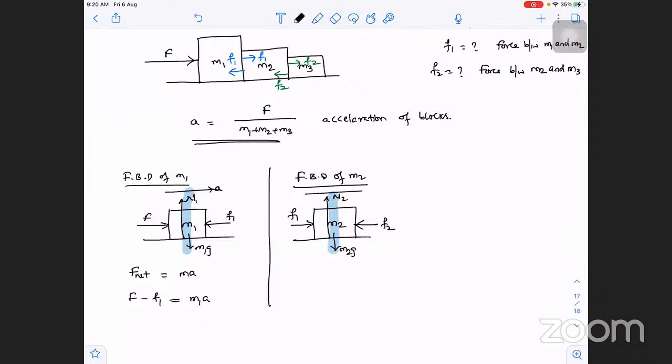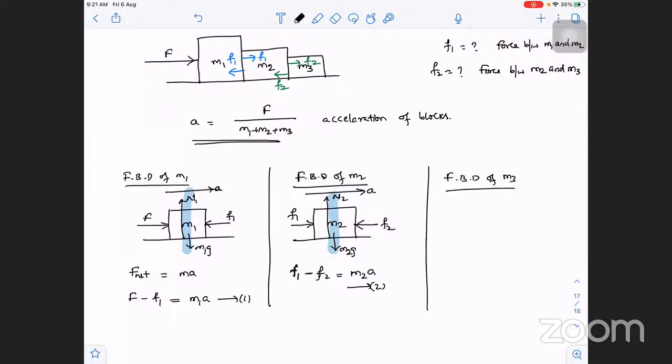Okay, so it is still accelerating with acceleration A. Then I can write F1 minus F2 is equal to M2 into A. Directly I'm writing the equation now. F1 minus F2 will be the net force because F1 and F2 are opposite to each other. So F1 minus F2 is equal to mass into acceleration, M2 into A. So this is the second equation.